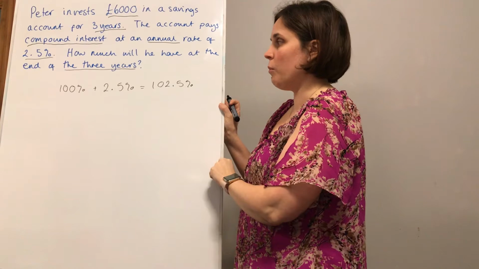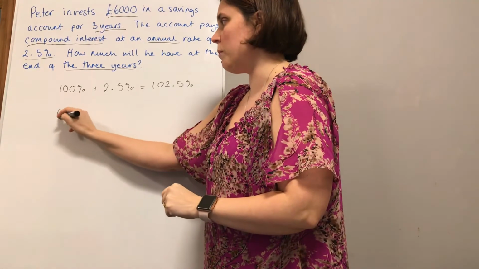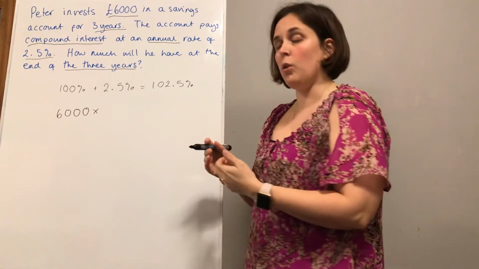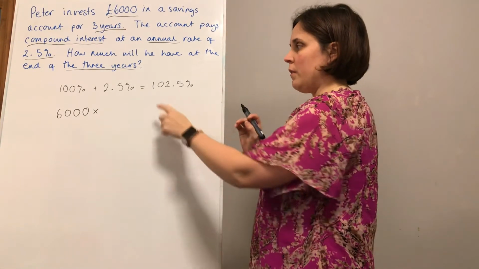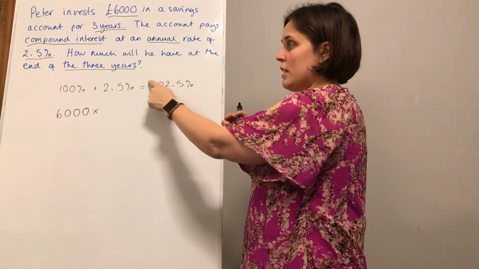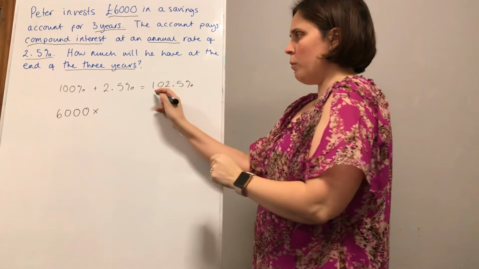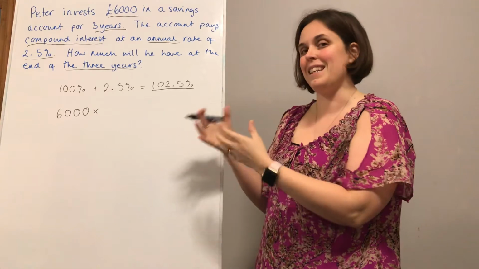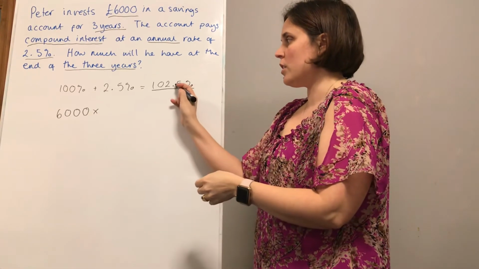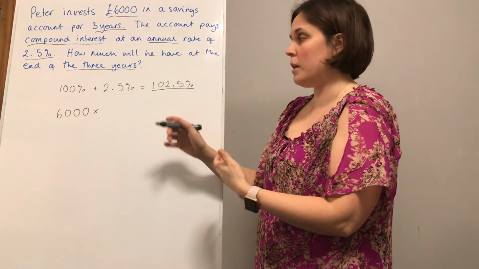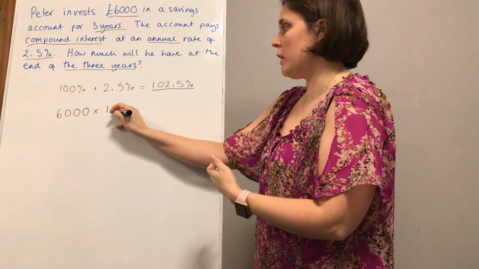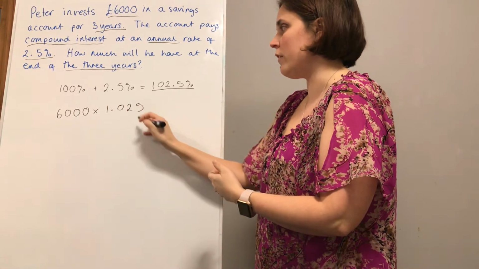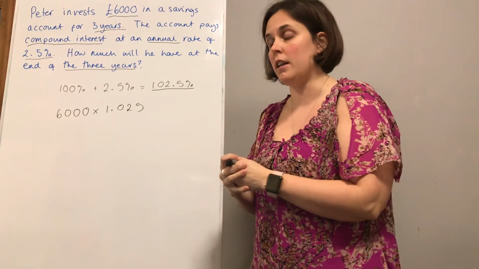if we just wanted to do that once, we take our original amount of £6,000 and we times it by what we call our multiplying factor. And our multiplying factor is just our percentage. But we can't multiply by a percentage, we have to multiply by the percentage as a decimal. So to change that into a decimal, we just divide by 100. So that becomes 1.025, and that is called our multiplying factor.